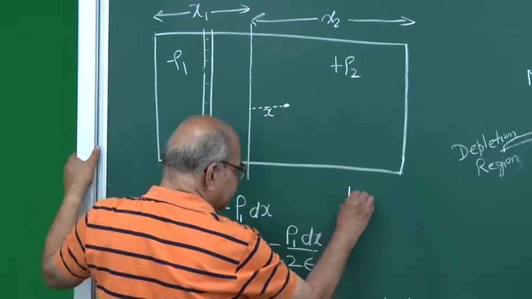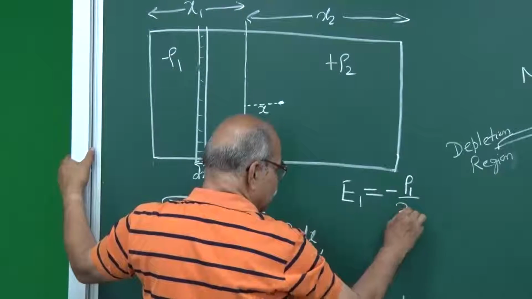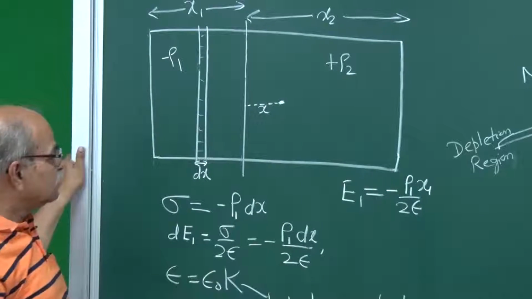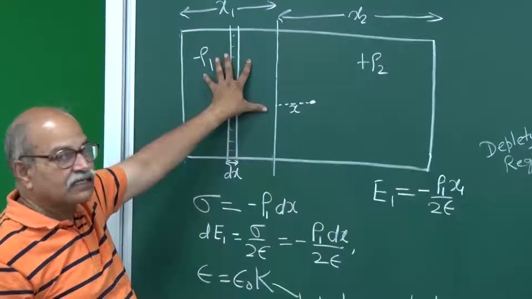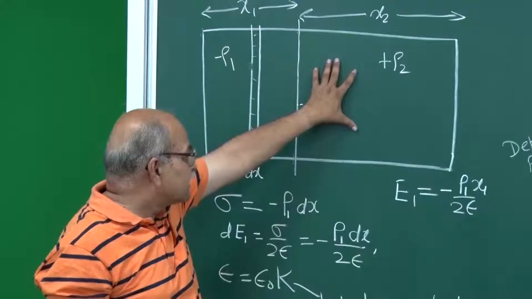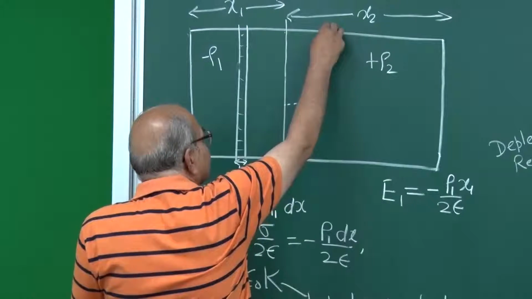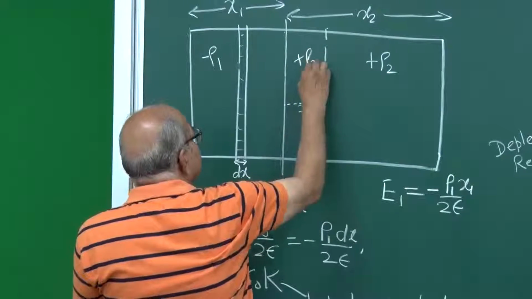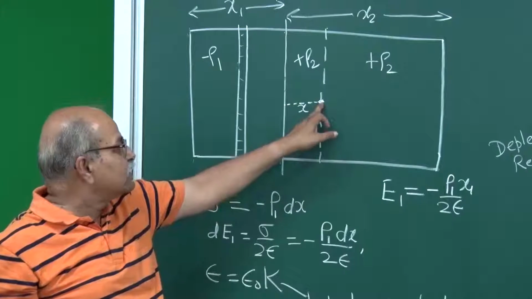equal to minus rho 1 divided by 2 epsilon and then x1. This is the field at this point because of this whole negative charge here. Okay. Then come to the second part, this part. So here let me do it in two parts once again. Let's draw a line here, and this is all plus rho 2. So first calculate the field due to this part, which is to the left of the point chosen.